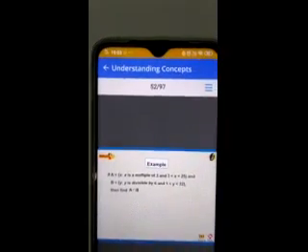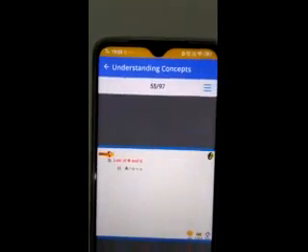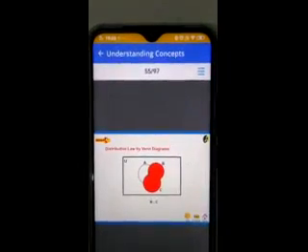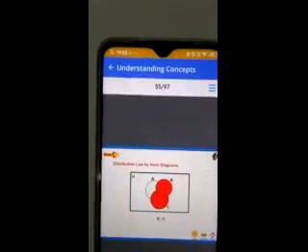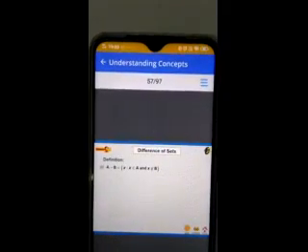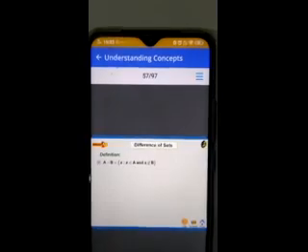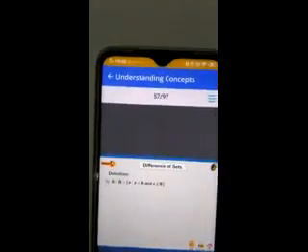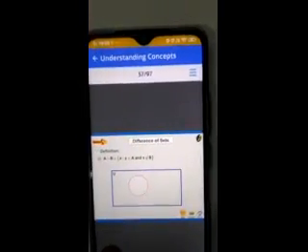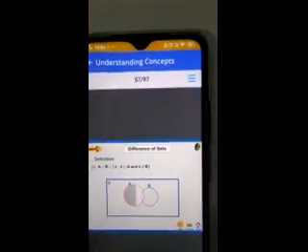Let us take the same example and verify the distributive law by Venn diagrams. The shaded region represents the union of set B and C. Here we have the difference of sets. Definition: the difference of sets A and B, written as A minus B, is the set of all the elements of A that do not belong to B. Here we have the Venn diagram of A minus B.